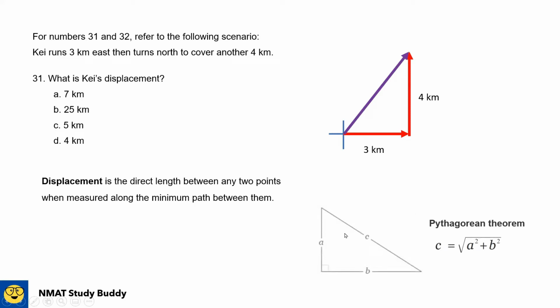So to get the displacement, para makuha tong hypotenuse ng right triangle, gagamitan natin siya ng Pythagorean theorem. So, remember the Pythagorean theorem, ito yung formula niya. Hypotenuse is equal to square root of a squared plus b squared, yung legs ng right triangle. So, i-apply lang natin sila dito. Square root of 3 squared plus 4 squared is equal to 5. So the correct answer here is letter C, 5 kilometers.